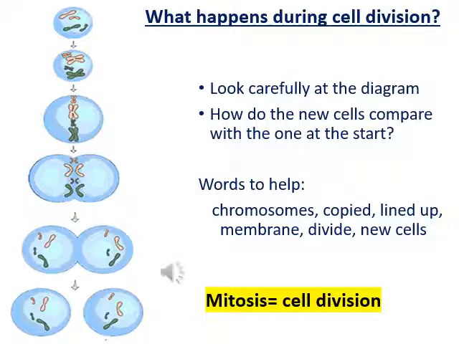I've also highlighted this word at the bottom, mitosis. For this slide, I'm just introducing you to this word. It's a scientific word for cell division. So mitosis just means cell division. So have a look at the diagram on the left and try to come up with a sentence to describe what's going on at each stage using the words to help.